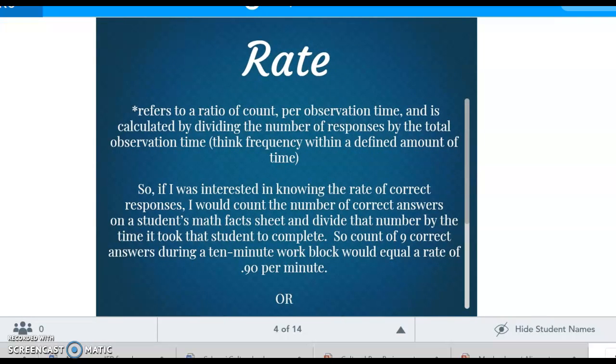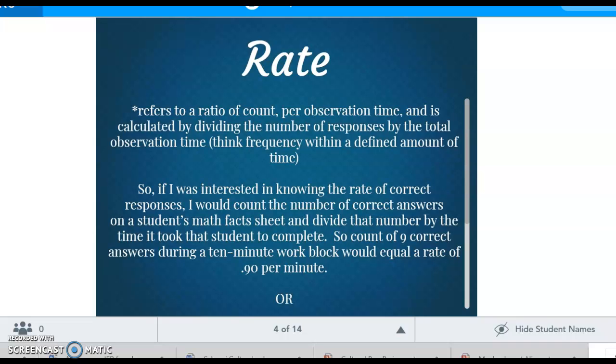The next dimension of behavior is rate. Rate refers to a ratio of count per observation time and is calculated by dividing the number of responses by the total observation time. So think frequency within a defined amount of time.